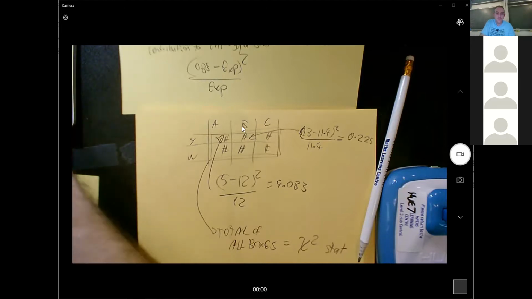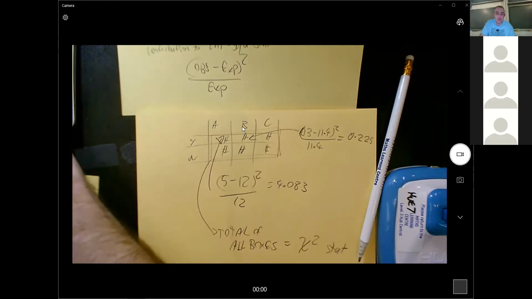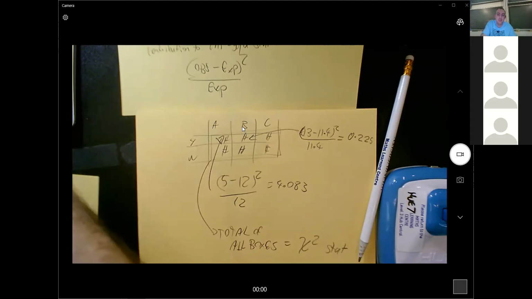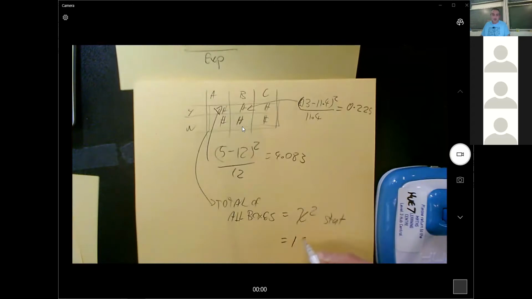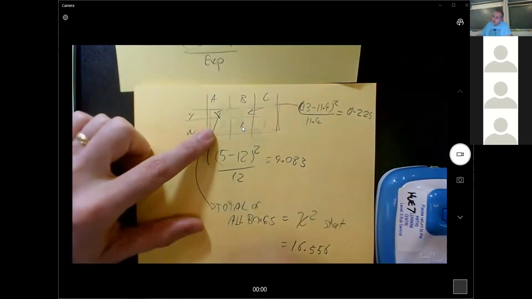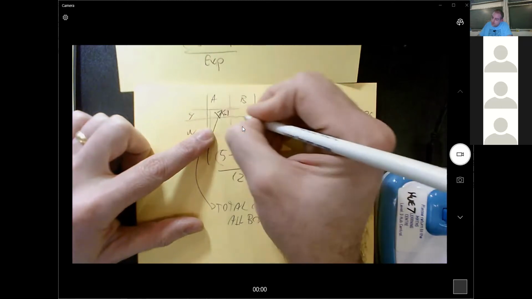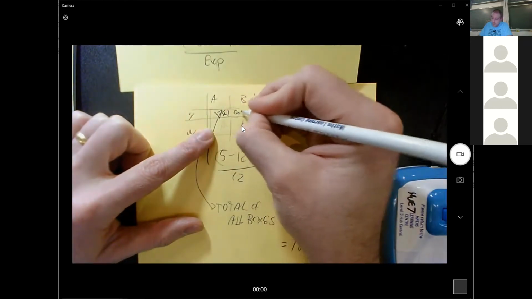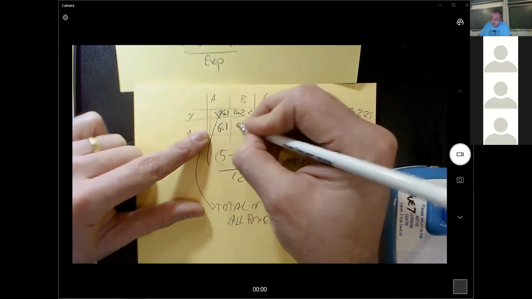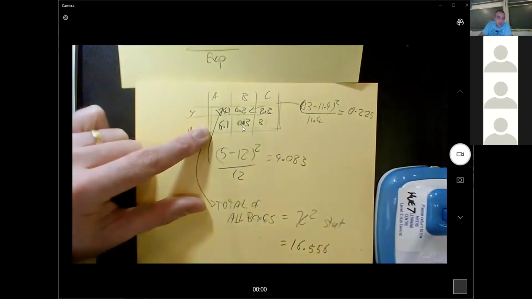Give me a moment. Okay, so I'm getting that the final answer is 16.556. And these numbers here, I can actually fill them in now. This number was 4.1. I'm just going to do them to one decimal place because I can't fit them in otherwise. This one's 0.2. This one's 2.3. This one came out as 6.1. This one came out as 0.3. And this one came out as 3.5.